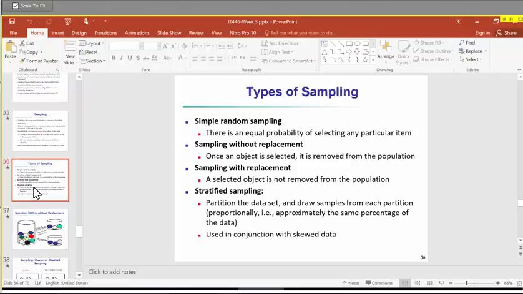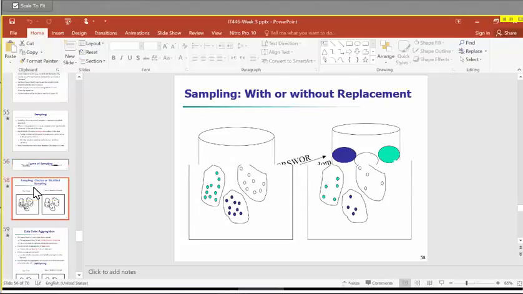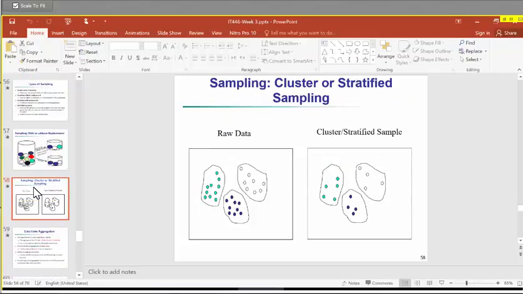The last type of sampling is known as stratified sampling, and in this we partition the dataset and draw samples from each partition of the data, so we have a representative from all sides of the data. For example, if you want to have a survey of the population of Saudi Arabia, you can divide the country into different parts and have some samples from each corner of the country, from north, from south, from east, from west, and from the center. So this comes under sampling, stratified sampling.